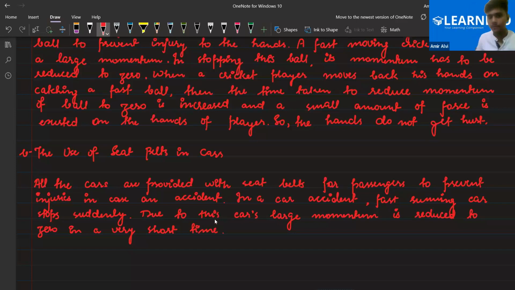A very short time. So the slightly stretchable seat belts worn by the passenger will increase the time.